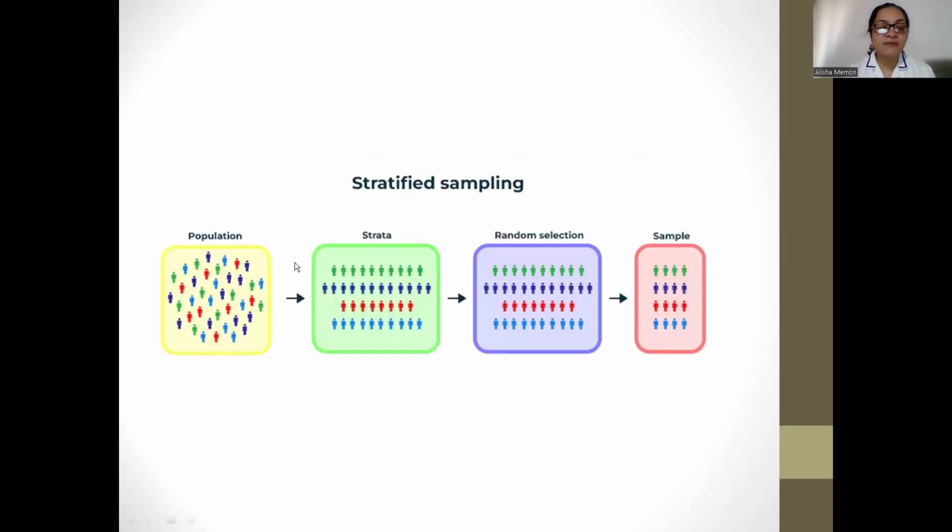Here you can see we have a population first, then we divide the population into subgroups as per their characteristics, in the example given, age. And then from that strata, we will select samples from each of the strata that we have made.